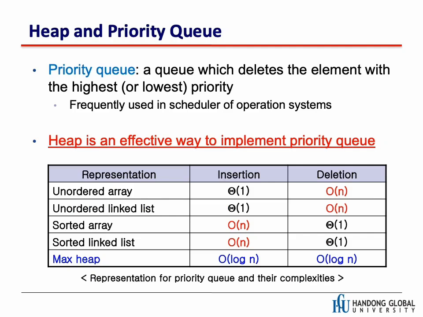Now, where can we use this max heap? Basically, we can use a max heap for a priority queue. To implement a priority queue, we can use a max heap. Do you remember what a priority queue was?